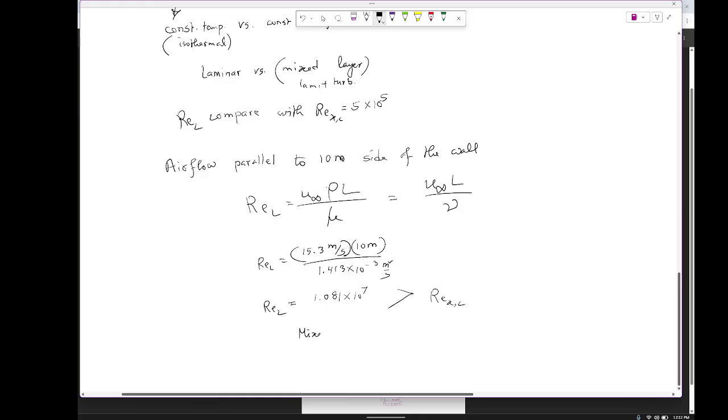So we are dealing with a mixed boundary layer, laminar plus turbulent. You got it so far? All right, so then step 2.